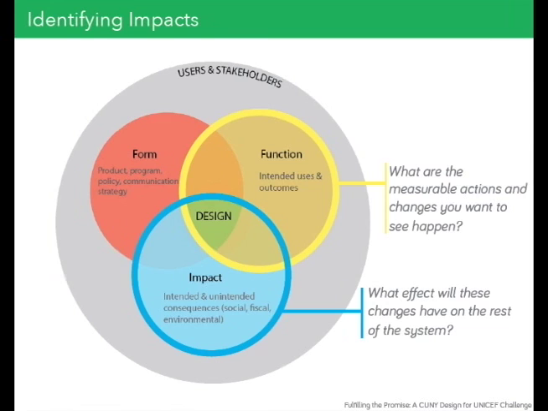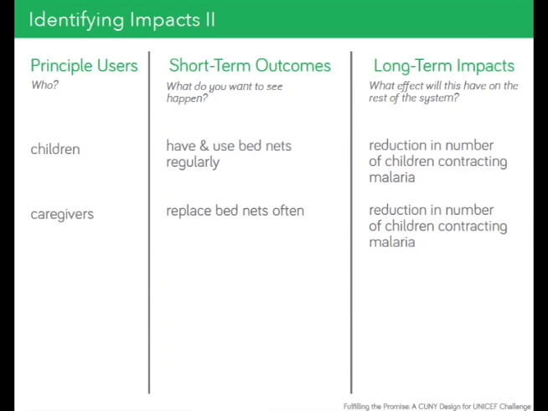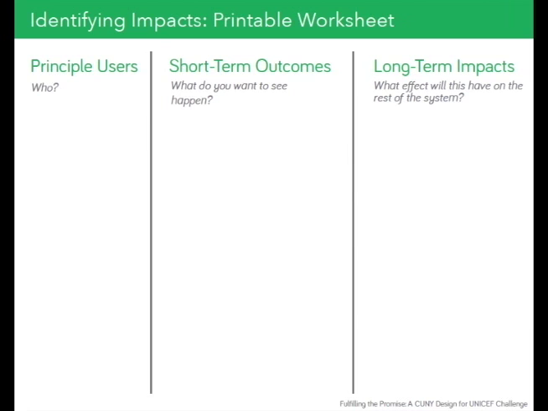So if we look at an example, we see that we want children to have and use bed nets regularly, with the long-term impact being a reduction in number of children contracting malaria. And we want caregivers to replace bed nets often, with the same long-term impact. And again, we've created a worksheet version for you.